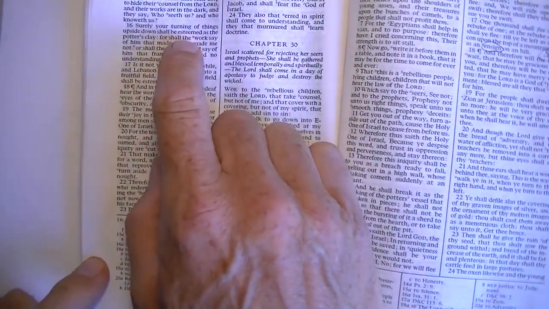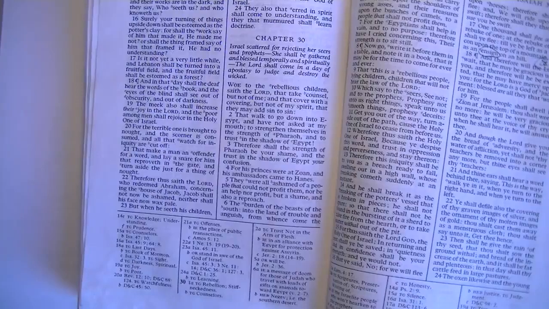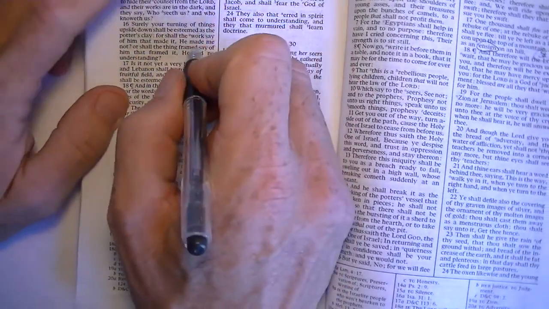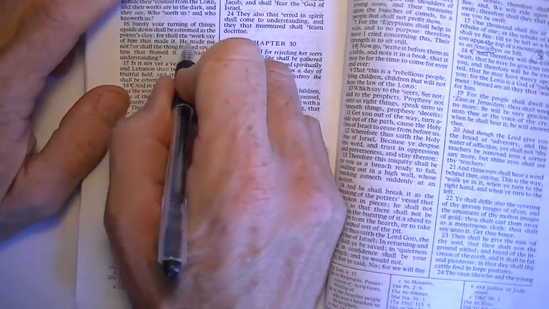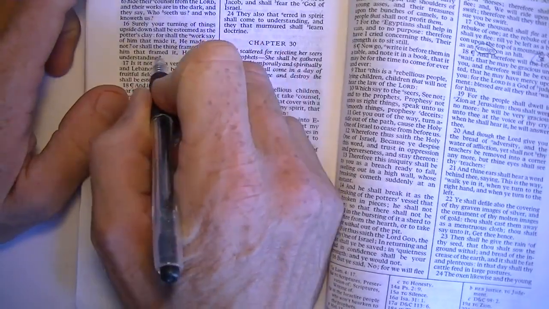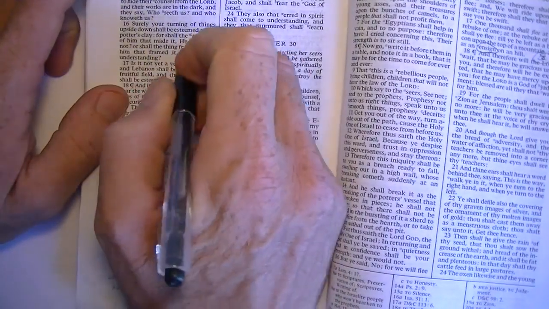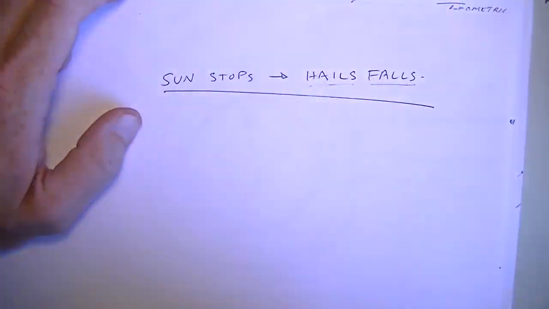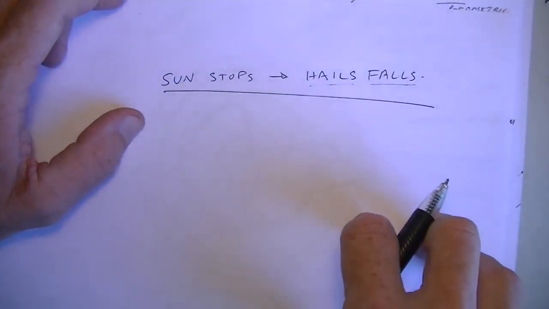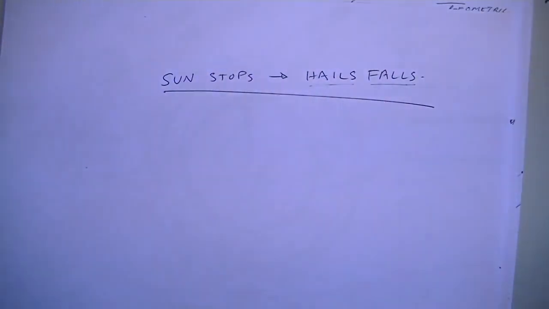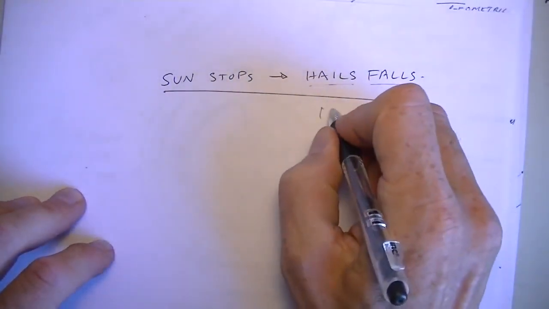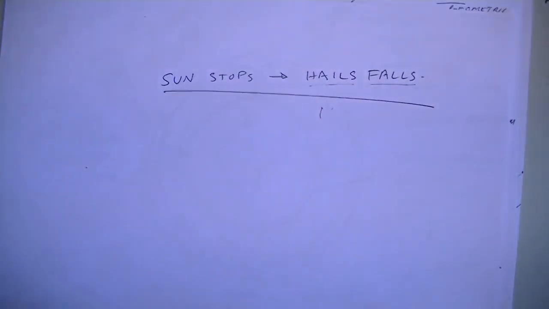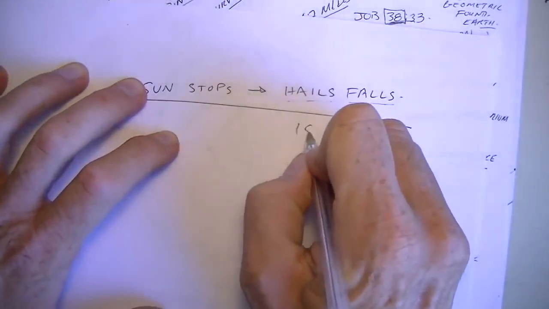Surely your turning of things upside down shall be esteemed as the potter's clay. For shall the work say of him that made it, he made me not? Or shall the things framed say of him that framed it, he hath no understanding? So basically, man has turned things upside down. Man has turned the world, the earth, the universe, inside out and upside down. Okay, going back to hail falling. Okay, we got Isaiah 28.